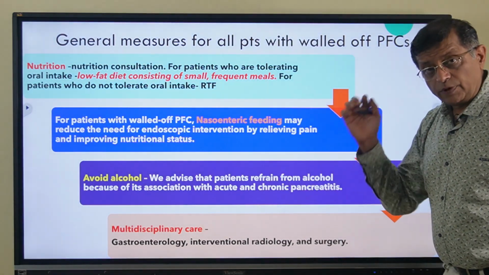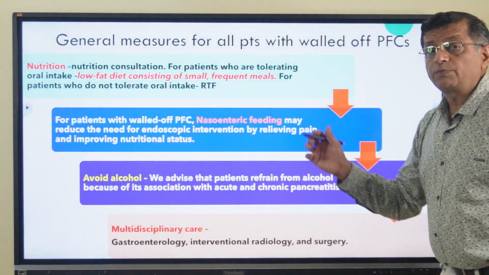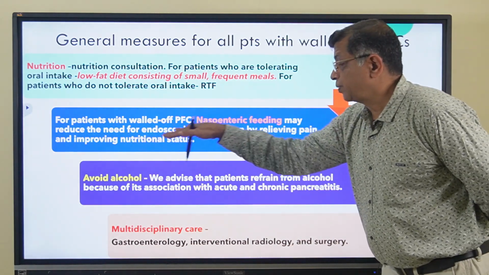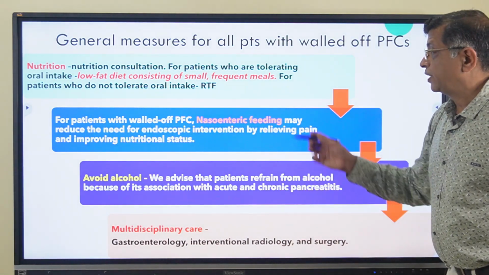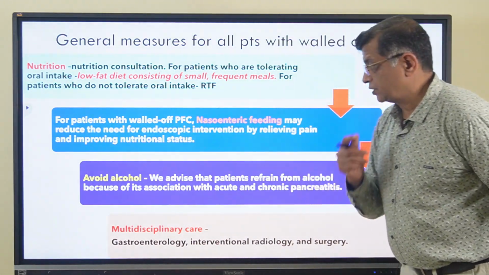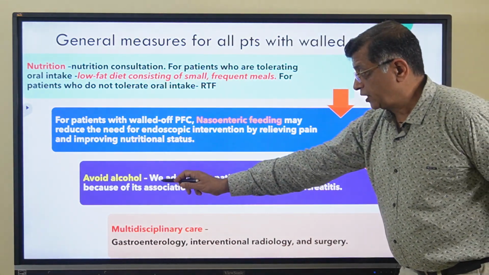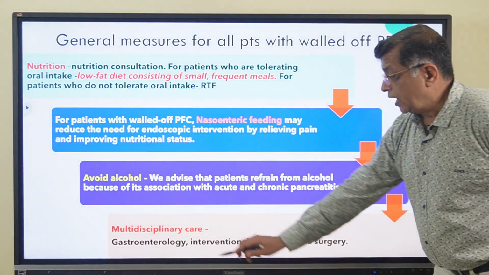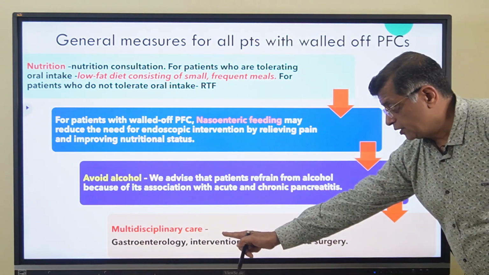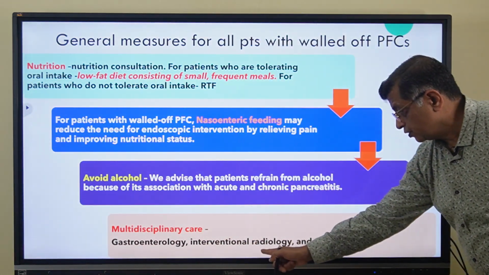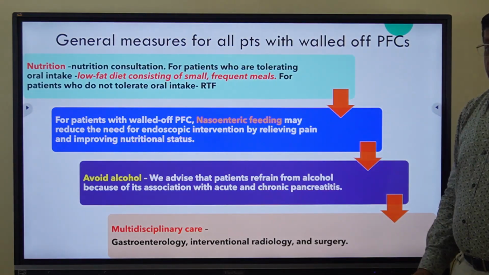So if proper nutrition is given, maybe the patient will improve and endoscopic interventions may not be required by relieving pain and improving nutritional status. Of course, you have to tell the patient to avoid alcohol, and the patient requires multidisciplinary care with gastroenterology, interventional radiology and surgery working together.